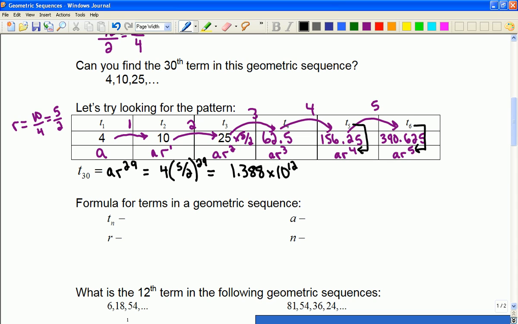So we're going to take this pattern and now we're going to put it into a formula. So Tn is what we call the nth term. Just like we would up here, we call this the 30th term, right? So when we say nth term, we mean any term you're looking for. A is the first term in the sequence.